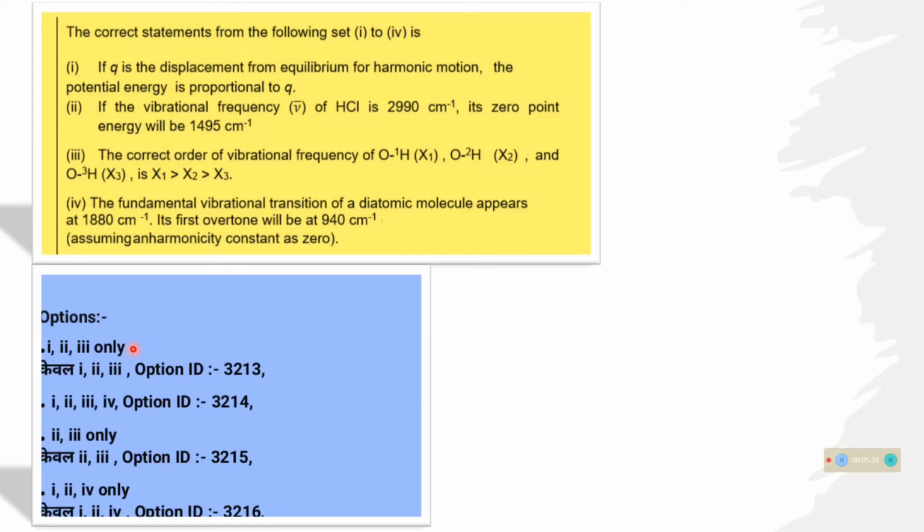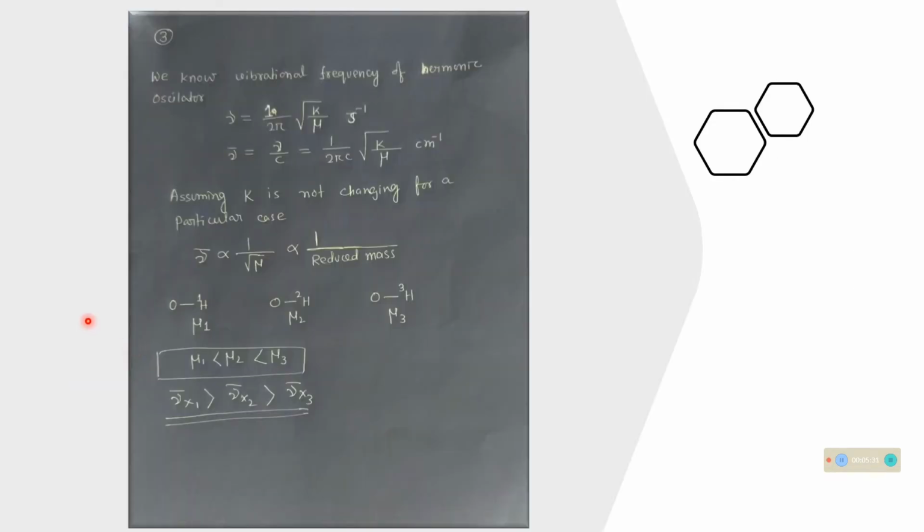So let's see. We all know that the vibrational frequency of a harmonic oscillator is 1 by 2 pi root over k by mu in second inverse. If we convert this vibrational frequency into a wave number, then it becomes 1 by 2 pi c root over k by mu centimeter inverse. So we can say that the vibrational frequency is directly proportional to the force constant, and inversely proportional to the reduced mass.